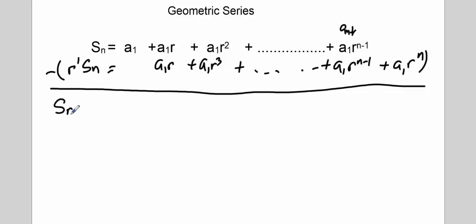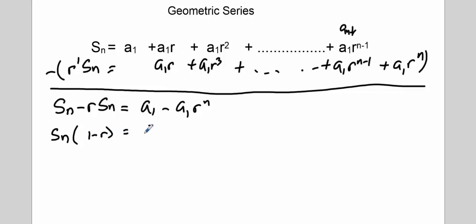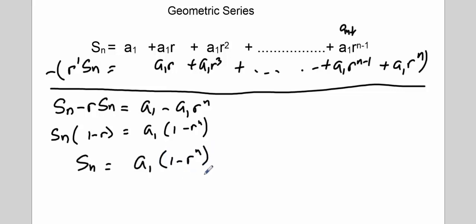I've got the sum minus the ratio times the sum equals that first term. All these middle terms go away since they match and we're subtracting. And then we're subtracting this last term off that's hanging by itself. We then factor in both cases and solve for the sum just by dividing that 1 minus r term. And we end up with a formula that describes a general equation for a geometric sum.